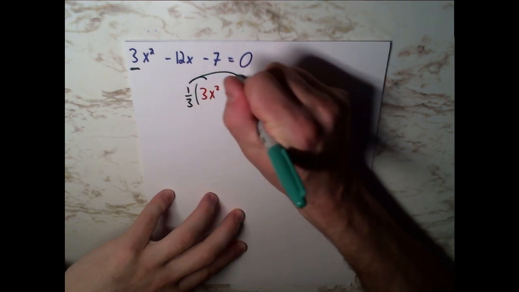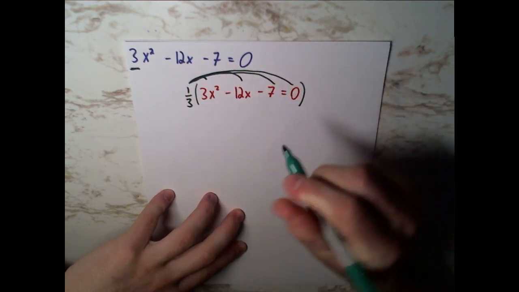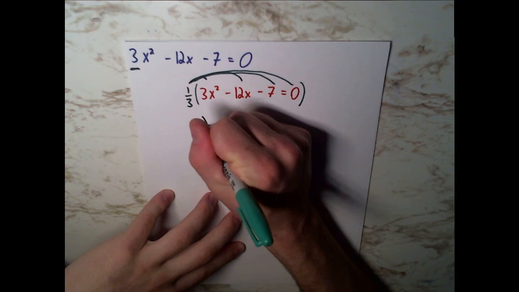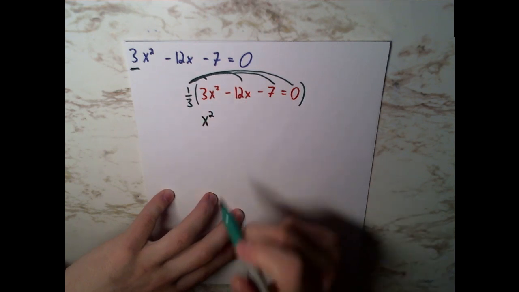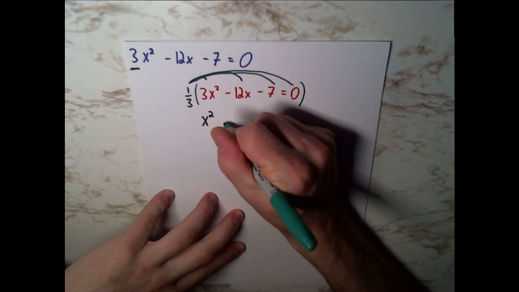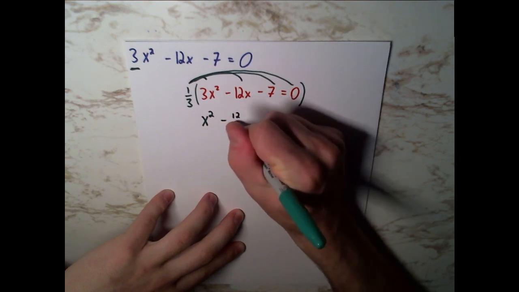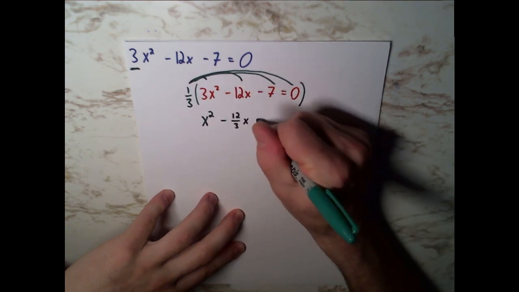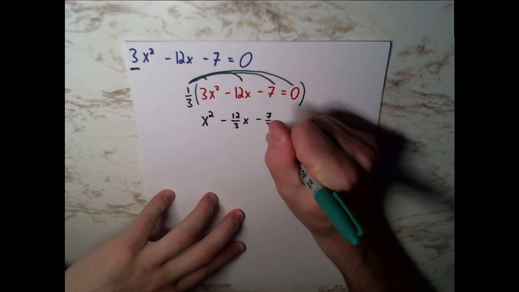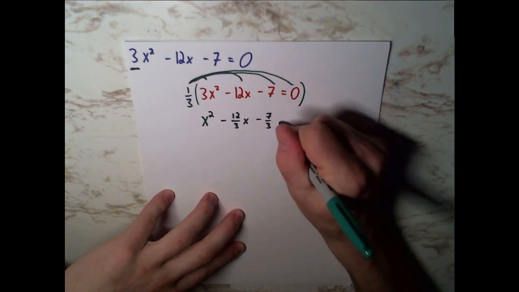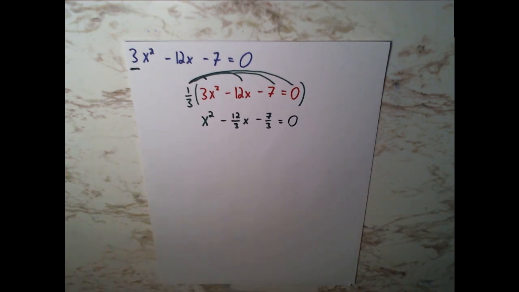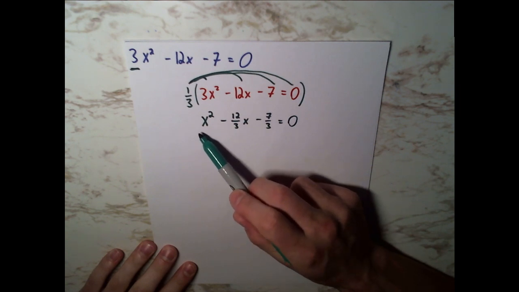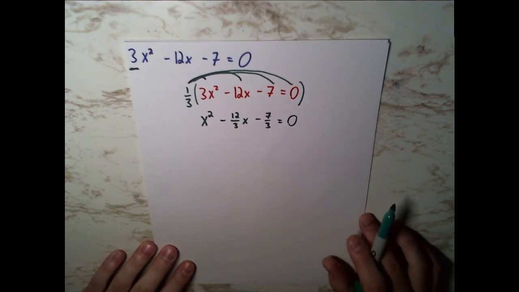So a good way to think about it is the 1/3 is just going to distribute to all of these terms. 1/3 times 3 gives us 1, so we're just going to have an x squared. 1/3 times negative 12 is going to give us negative 12 over 3x. 1/3 times negative 7 is going to give us negative 7 over 3, and 1/3 times 0 is going to give us 0. So this is the equation that we're going to complete the square with. Now that our a term is 1, we can do it.